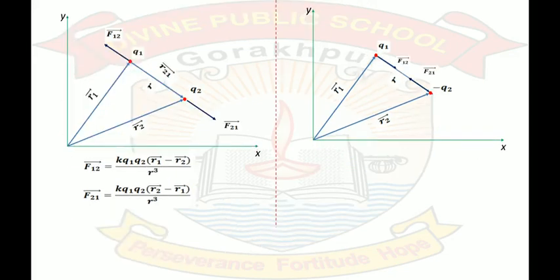Okay, now we have a situation in which you can see this is the diagram we just made. Both the charges are positive, forces of repulsion. The F12 comes out to be kq1 q2 (r1 minus r2), and F21 comes out to be kq1 q2 (r2 minus r1) whole upon r cube.